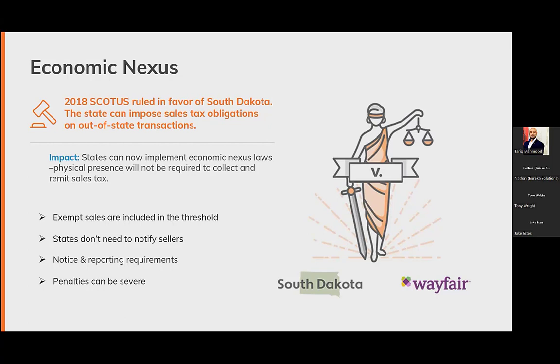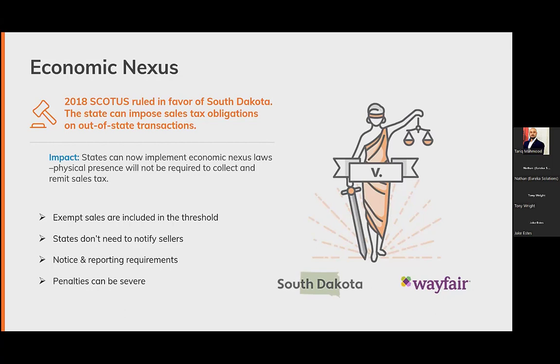So a few things to mention. Exempt sales are included in the threshold. So this may include business-to-business sales for resale if you're working with wholesalers, and also sales you're making through marketplaces. It is your responsibility to ensure you are compliant with the different states' legislation. They will not notify you of the rules.